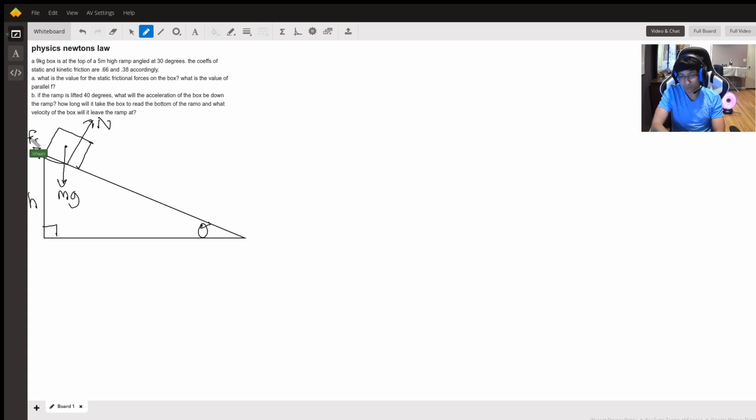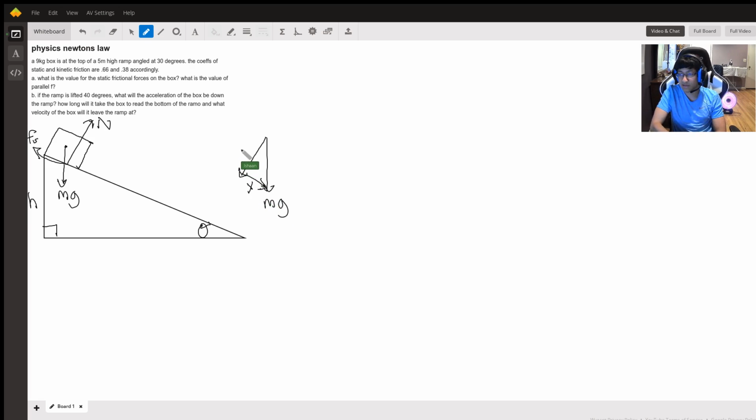In the beginning, they ask what is the value of the static friction force and what's the value of the parallel F. The thing with the parallel F is our mg isn't very useful to us here because it's not in the same plane as our normal force and our static friction force. Our normal force and our static friction force are perpendicular to each other, but our mg isn't in that same plane. But what we can do is split it up and make the components in the right direction. So we'll have a y component that's in the direction of the normal force. We'll have an x component that's in the direction of the static friction force.